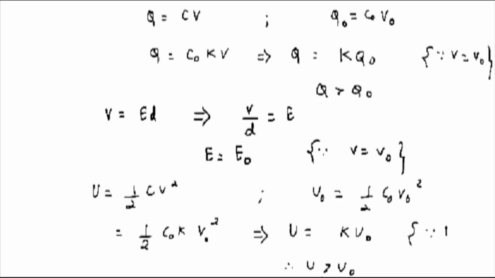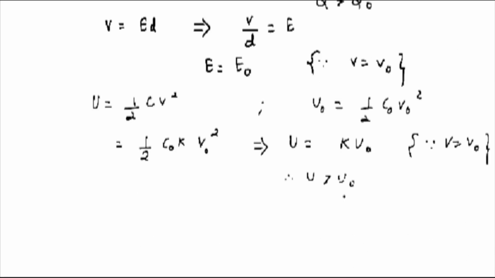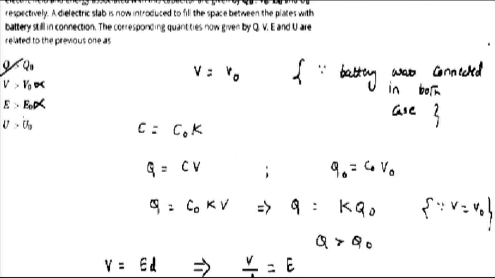Again, since V equals V naught, the same reasoning applies over here. We can say this because the value of K is greater than 1. The value of K is equal to 1 for air, and when a dielectric slab is introduced, the value of K for any dielectric other than air is greater than 1. So I hope you have understood the concept, and option D is also a correct option to this question.